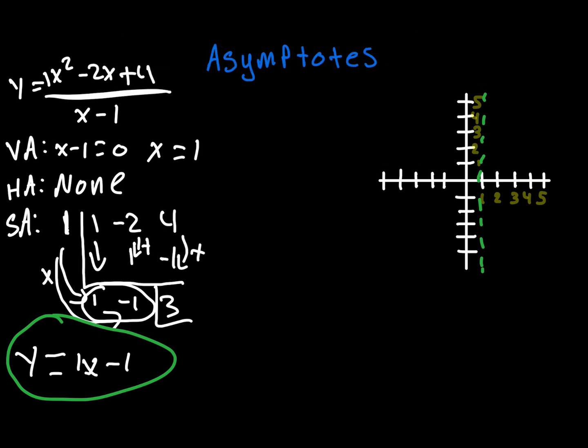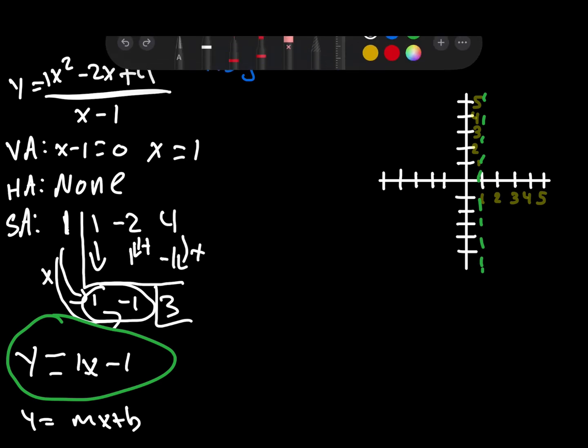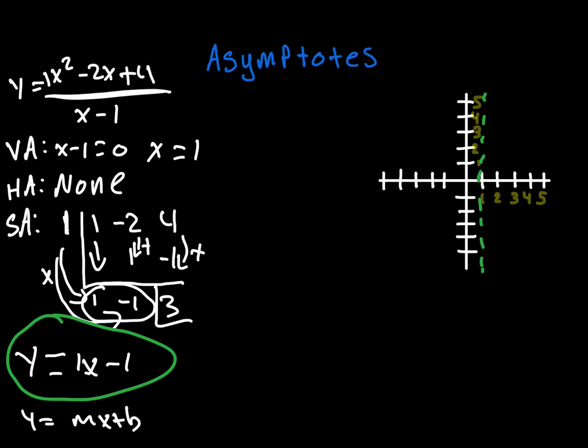Let's label that. This is a y equals mx plus b type format. Our y-intercept for this equation would be negative 1, as it's our value for b. And our slope is 1, so we would just go up 1 and to the right 1, and it would look like this.